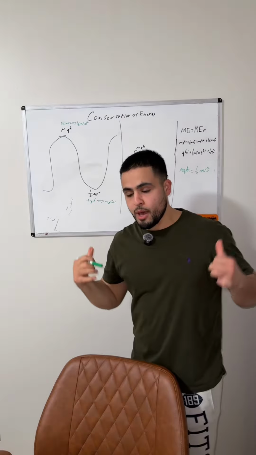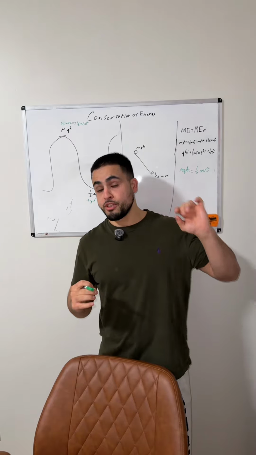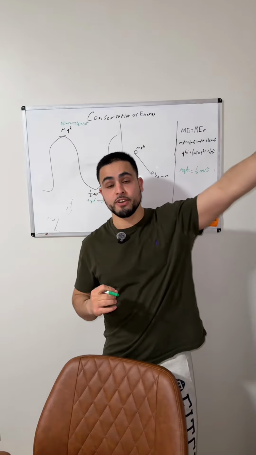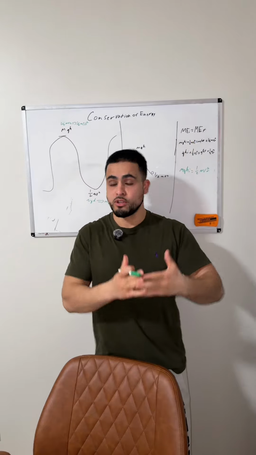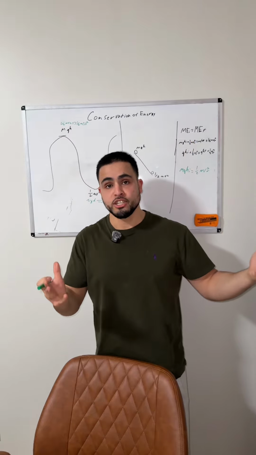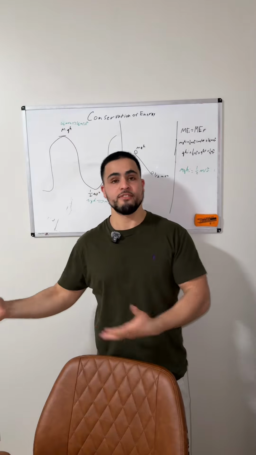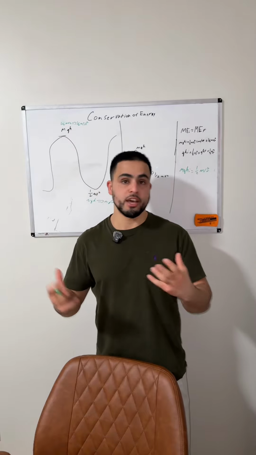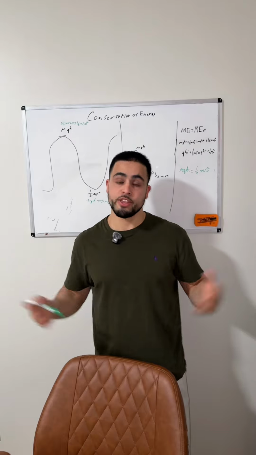So whenever you see these questions where they tell you something was at the top of a hill and now it's at the bottom, you can go straight to mgh initial equals half mv squared final, and you can calculate the height, the velocity, whatever they're asking you for.